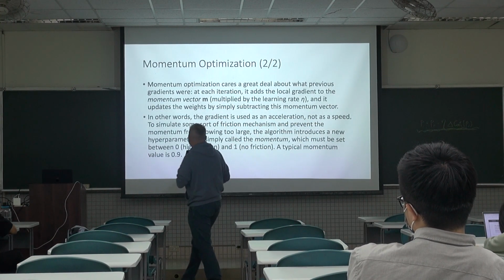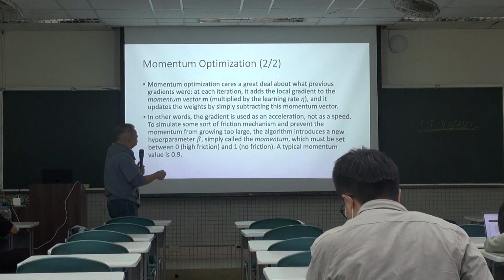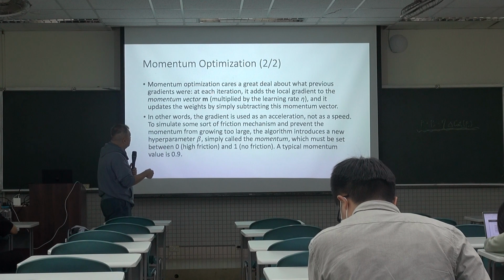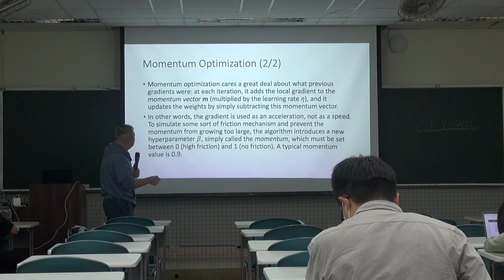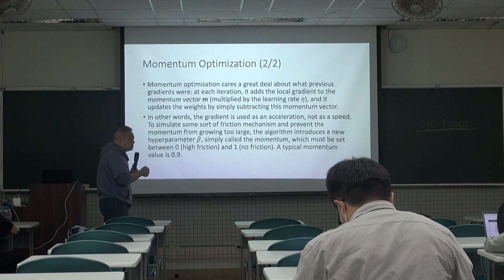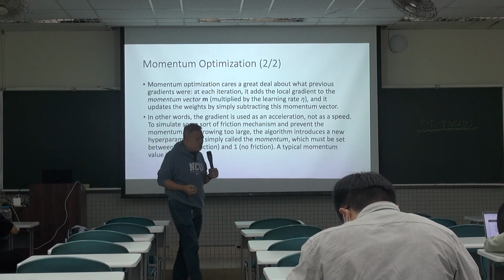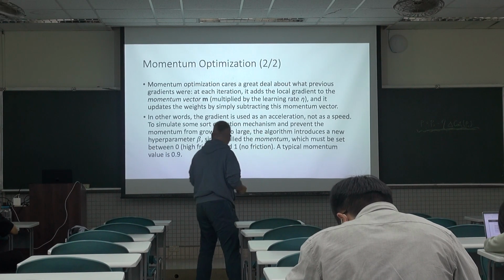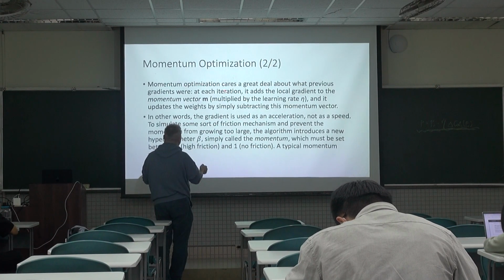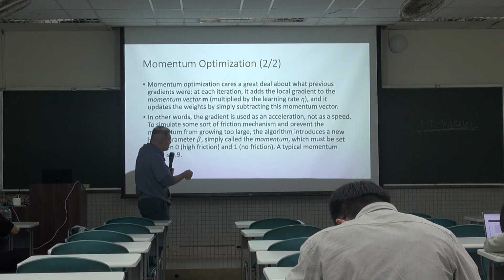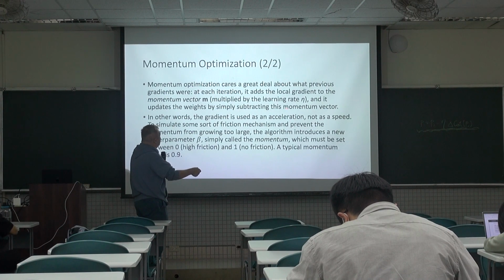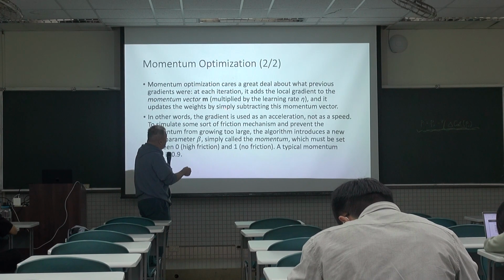Momentum optimization cares a great deal about the previous gradients. At each iteration, it adds the local gradient to the momentum vector. You can sort of treat this momentum vector as a kind of accumulated speed. Of course, we need to multiply this by a learning rate, eta, otherwise it's going to go too fast. And it updates the weights by subtracting this momentum vector.